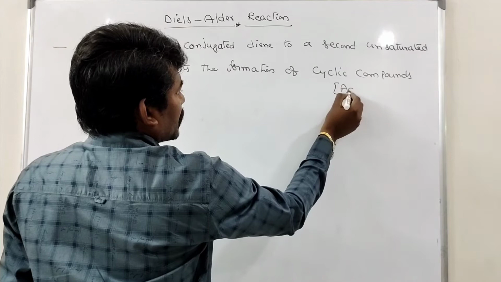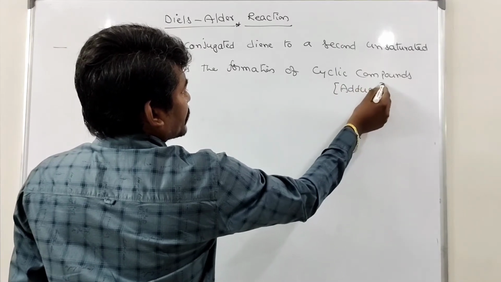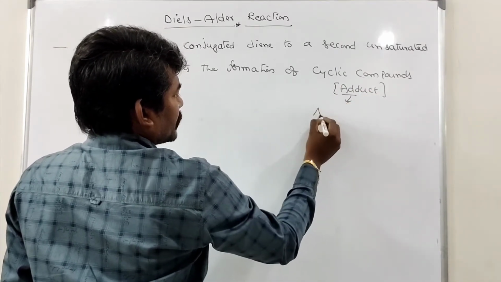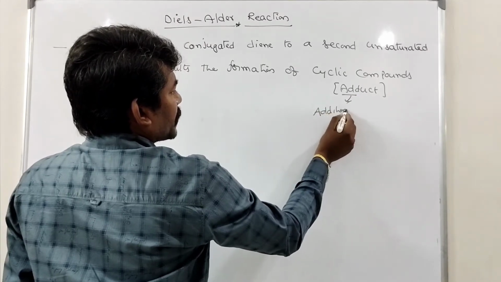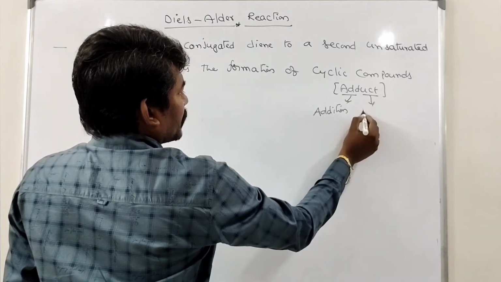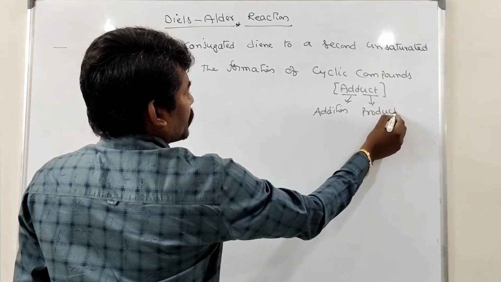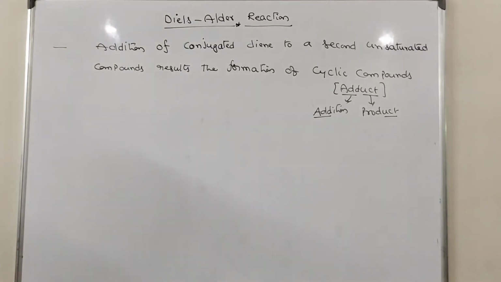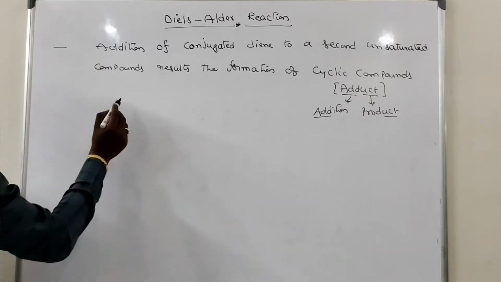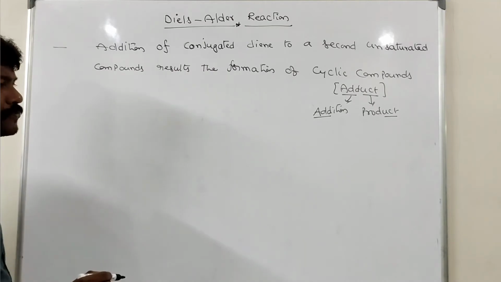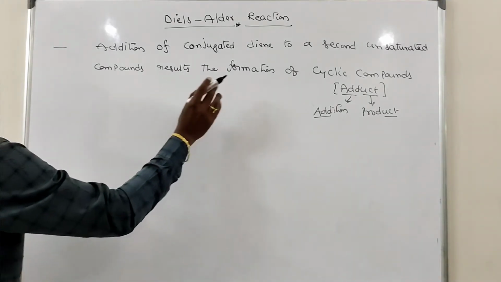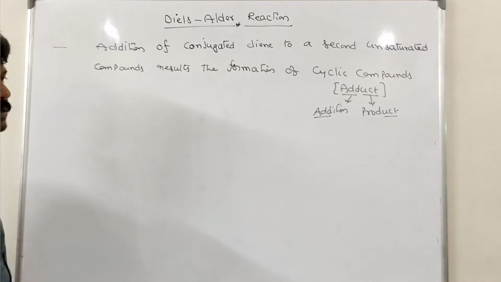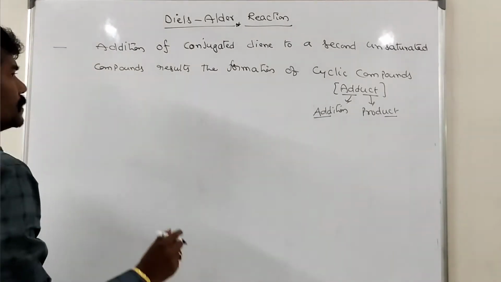This is known as adduct. Adduct means addition product. So, in this reaction, the conjugated diene must be in cis form, and the second unsaturated compound may be in cis or trans form. Let us see one example.